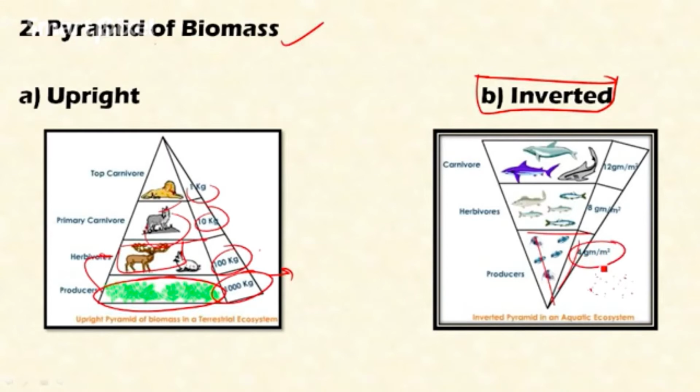Their biomass is 4 gram per meter square. Then the herbivores, that is the fishes which consume these phytoplanktons, have more biomass, that is 8 gram per meter square. Then the carnivorous fishes, which eat the small fishes, have more biomass when compared to the herbivorous fishes. This is 12 gram per meter square. See, so this occupies the inverted shape of the pyramid of biomass.